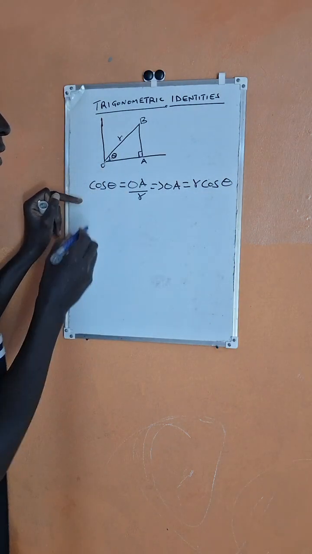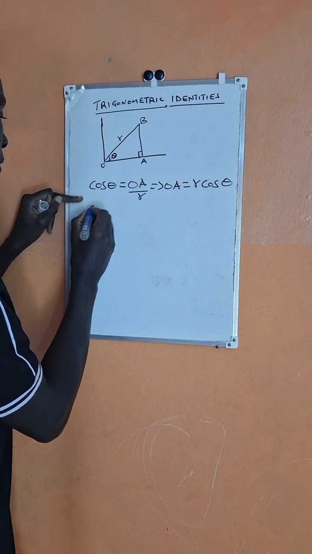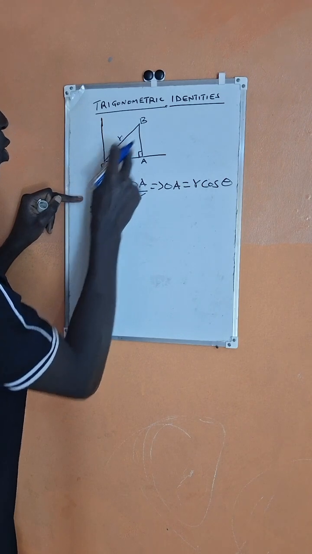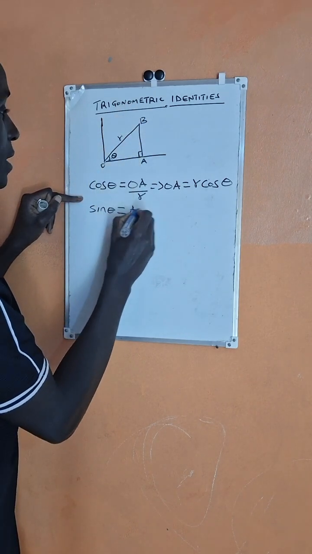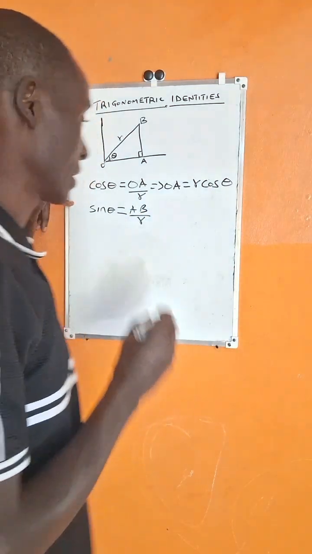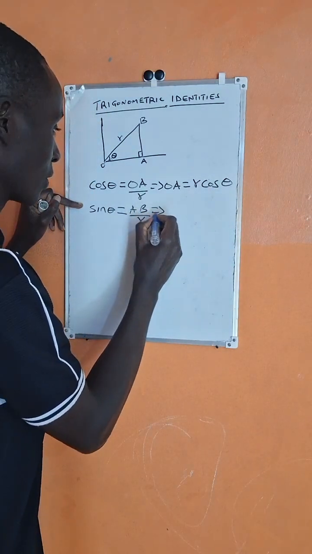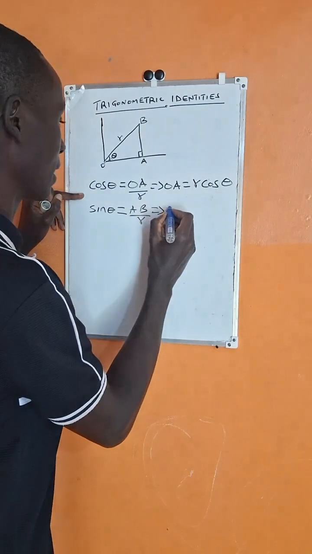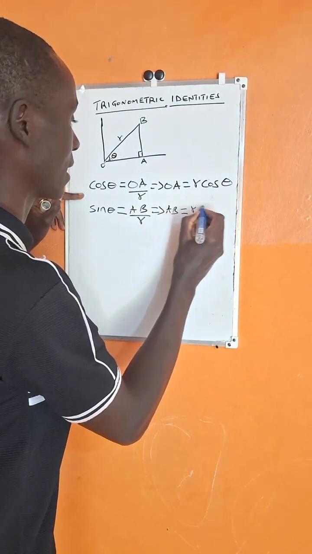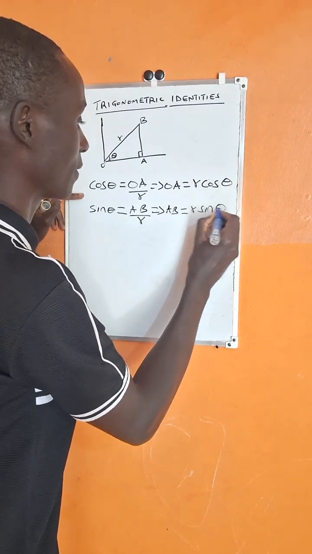Then let's try to get the sine of this one. We say sine theta is opposite, that is AB over hypotenuse, which is r. Then from this one you can also say AB is equivalent to r sine theta.